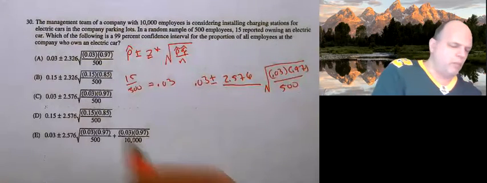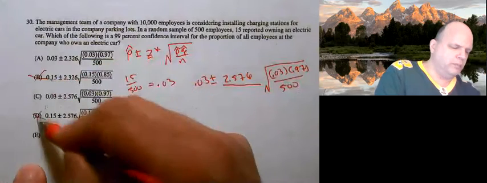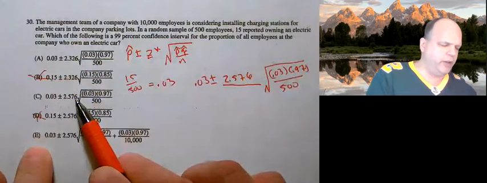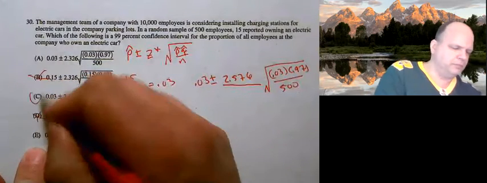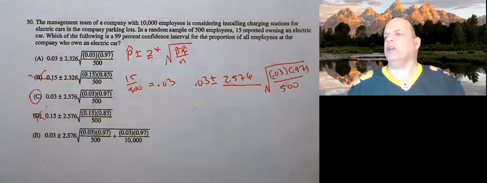So 0.03 plus or minus 2.576 times the square root. That's it. So the answer for number 30 is C.